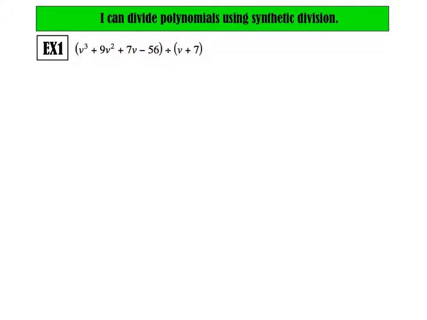So I'm going to go ahead and go through and write just the coefficients of the first piece. And so I'm going to have a 1, I have a 9, I have a 7, and I have a negative 56. So I got those from right here.